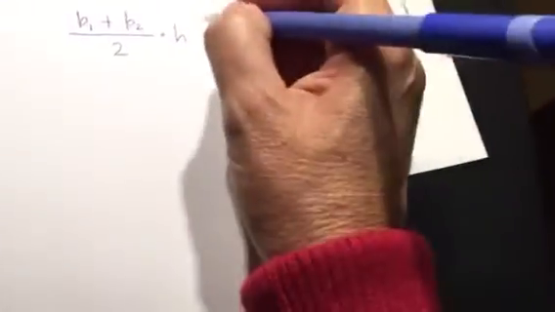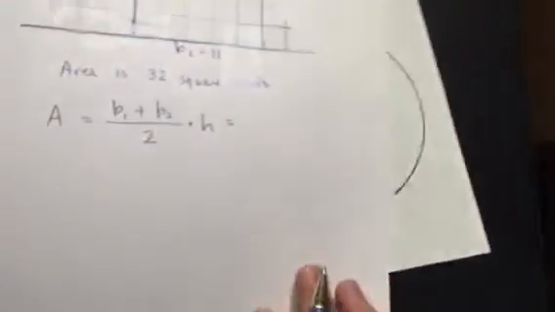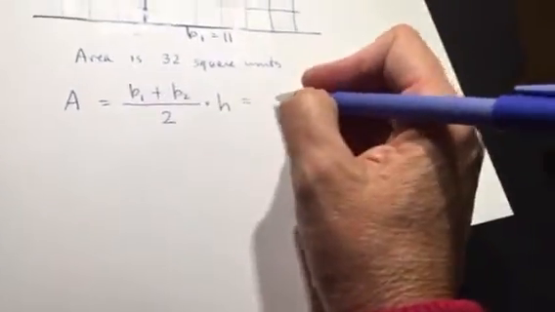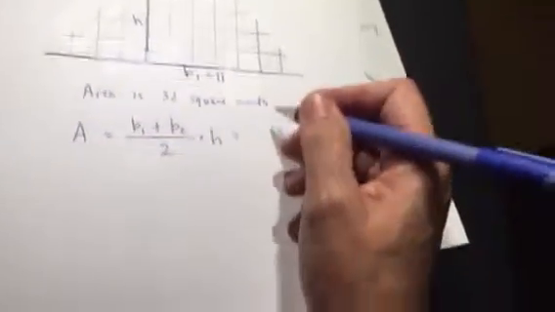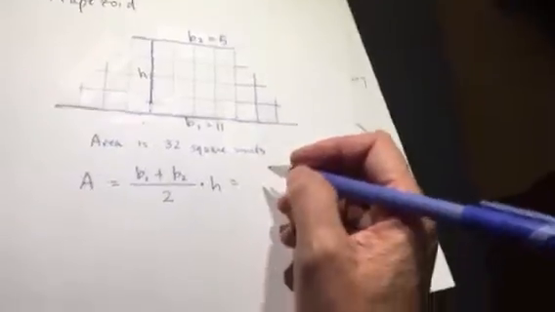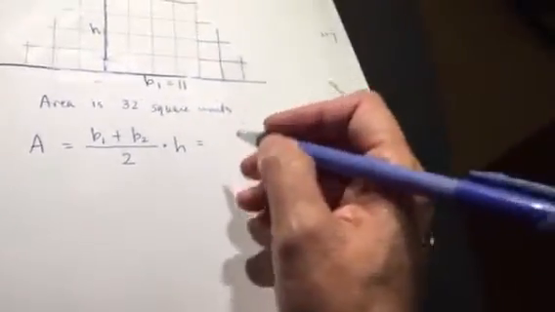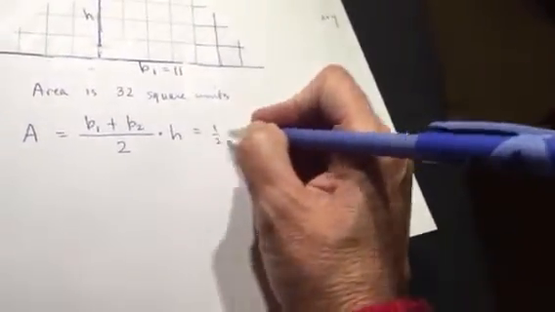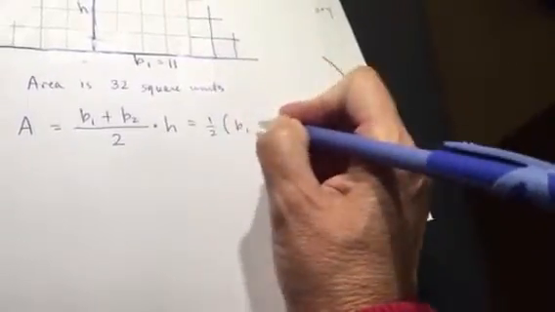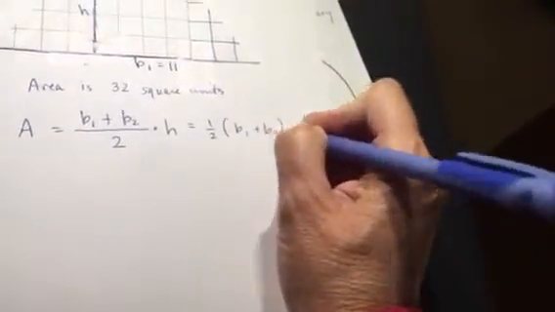Something I've kind of said for years is this. Here, let me write this out though. The area, A, of a trapezoid is B1 plus B2 divided by 2 times H. You might have seen this written in a variety of ways. Maybe you've seen it 1/2 times (B1 plus B2) times H.